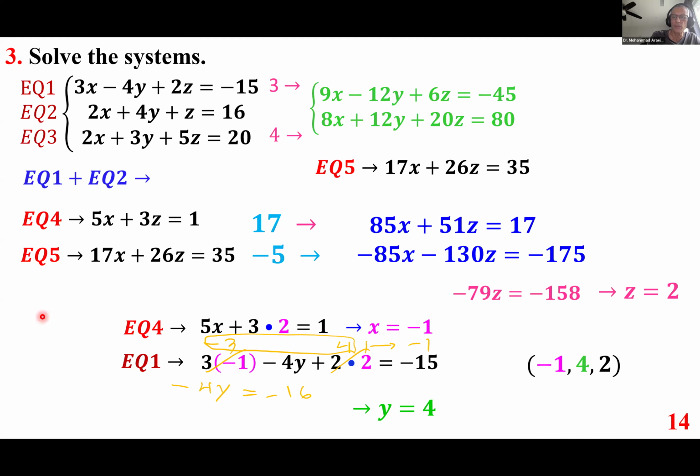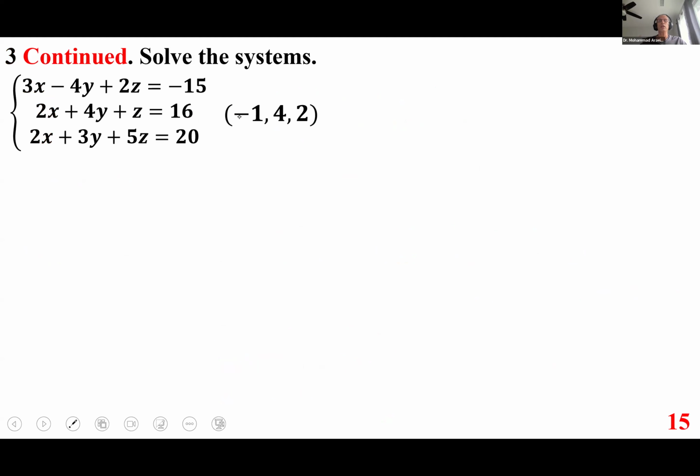And we have the triplet -1, 4, 2. We must check with equation number 2 as well as equation number 3, and it literally takes a split second. It doesn't take long. You must check your work. For example, 2 times x, 2 times -1 is -2, 4 times 4 is 16, and -2 is 14, plus 2 is 16. I just checked it, split second. And you do the same thing with the third one. That's why you don't want to take a chance whenever you're dealing with a system.